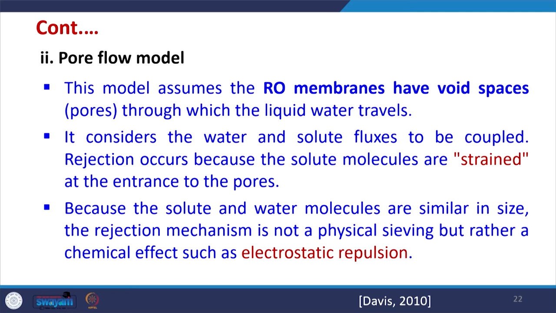Then there is a pore flow model. Under this model it is assumed that the RO membranes have wide spaces, pores through which the liquid water travels. It considers the water and solute fluxes to be coupled, and rejection occurs because the solute molecules are strained at the entrance to the pore. As earlier, this assumption has been there in various models in the membrane processes. Because the solute and water molecules are similar in size, the rejection mechanism is not a physical sieving but rather a chemical effect such as electrostatic repulsion. So, this is also possible and this is also assumed.